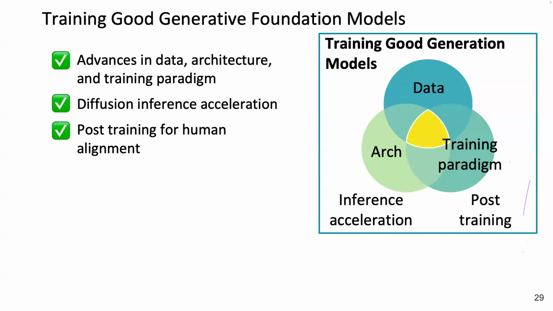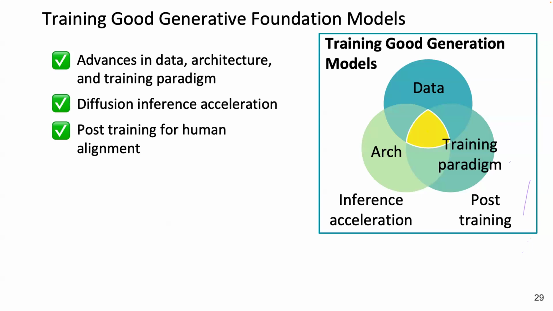So again, we talked about various topics on how to train good generative foundation models. We started with the pre-training stack, about data, architecture and paradigm, and we also highlighted some further improvements, such as how to do inference acceleration and use post-training to do human alignment. So now we can somewhat assume that we know how to train a good generative foundation model, and this might bring us reasonable quality models.